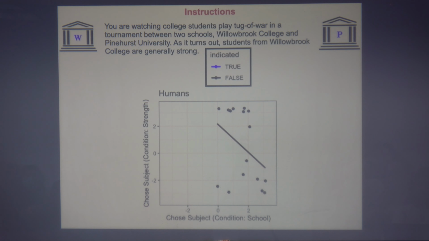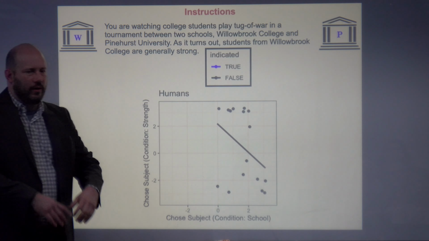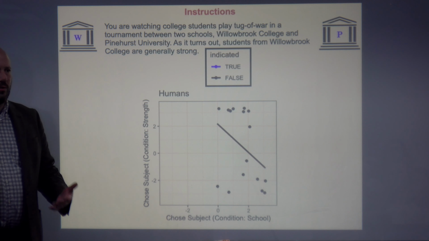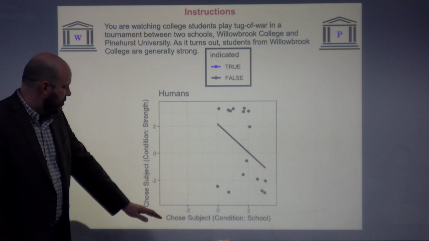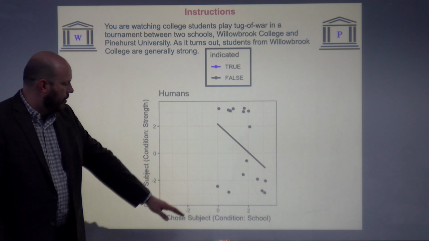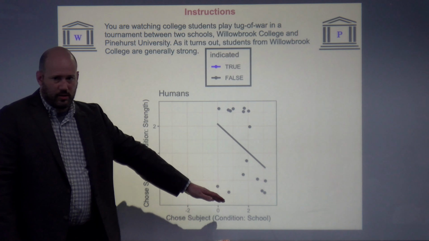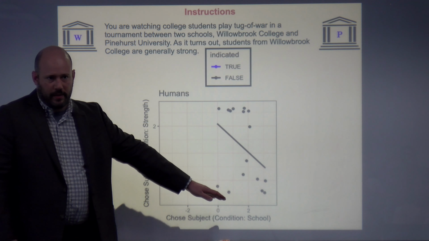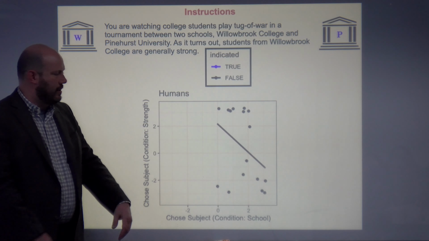So here I'm just showing you for humans. Black here is before they've been told that Willowbrook College students are strong. And we have just chosen the likelihood the pronoun refers to the subject, because in these sentences one is from Willowbrook College, and the other is from because they're strong, right? So before you know anything about Willowbrook College, there shouldn't be a relation.